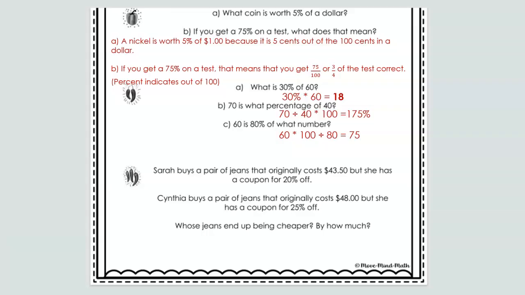Sarah buys a pair of jeans that originally cost $43.50, but she has a coupon for 20% off. Cynthia buys a pair of jeans that originally cost $48, but she has a coupon for 25% off. Whose jeans are cheaper and by how much? Well, first we need to find out what 20% off of $43.50 is. So we would take $43.50 times 20%, which is 0.20, and that equals $8.70.